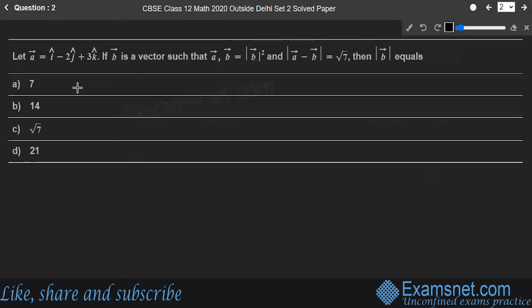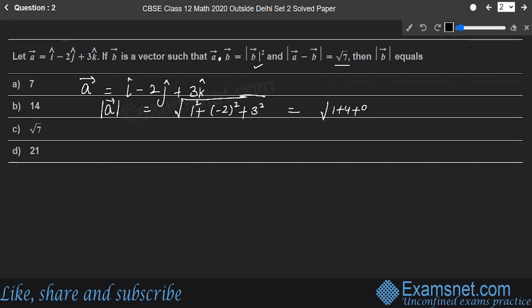Hope you got that. Next, question number 2, you are given that A vector is i minus 2j plus 3k, and B is a vector such that A dot B vector is the square of the magnitude of the B vector, and the magnitude of A minus B vector is equal to root of 7. Then you have to find out the magnitude of the B vector. All right, so this is the A vector. First of all, let's find out the magnitude of the A vector. This is given by 1 square plus minus 2 square plus 3 square, which is equal to 1 plus 4 plus 9, that is equal to root of 14.